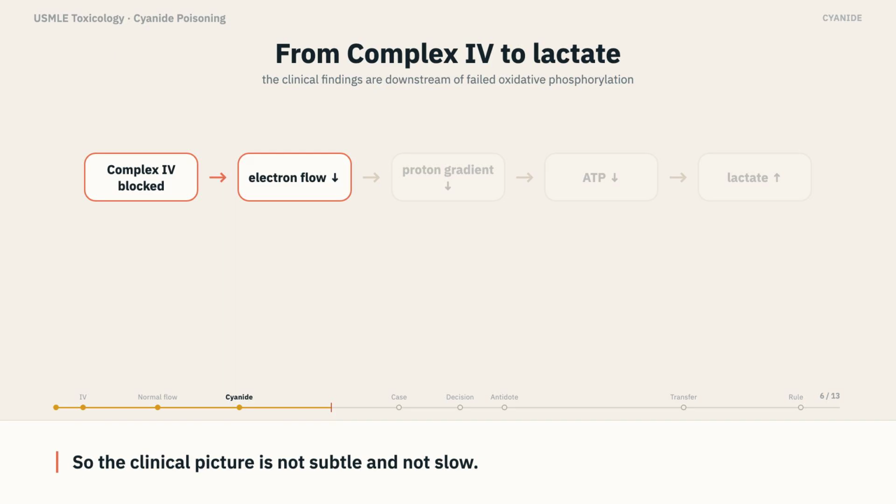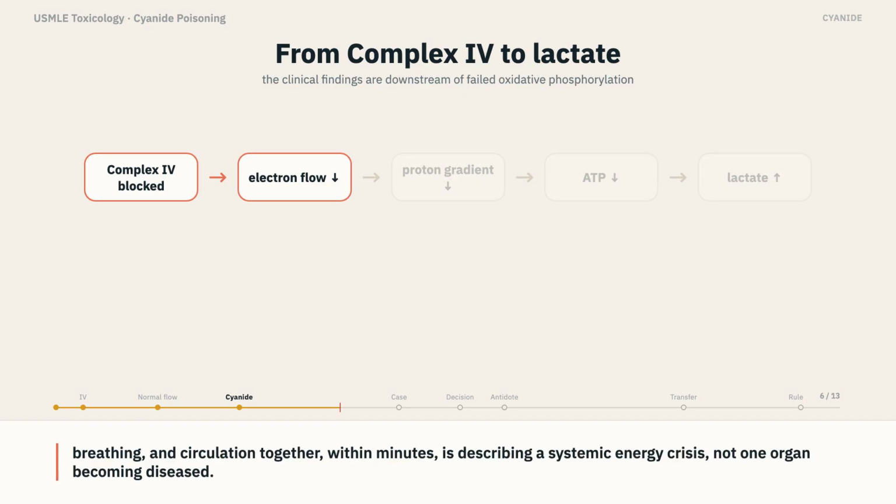So the clinical picture is not subtle and not slow. Headache and confusion, progression towards seizure or coma. On the cardiovascular side, hypotension, arrhythmia, and a slide towards circulatory collapse. Breathing often speeds up early. The tempo matters as much as the symptoms: a patient failing in brain, breathing, and circulation together within minutes is describing a systemic energy crisis, not one organ becoming diseased.